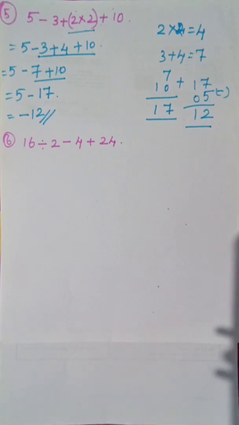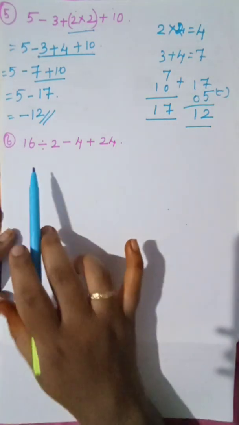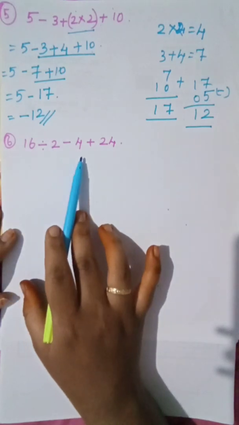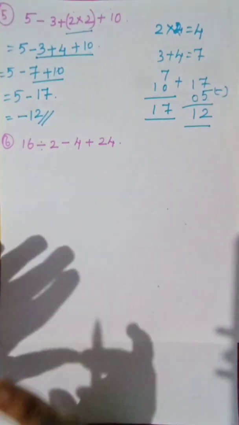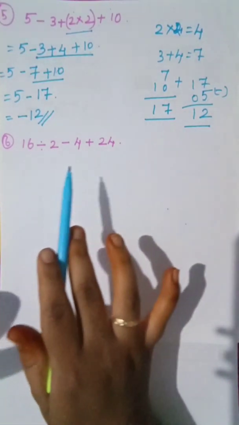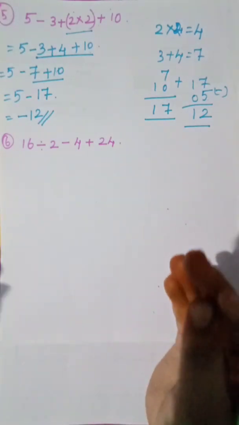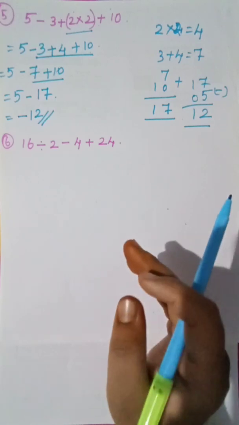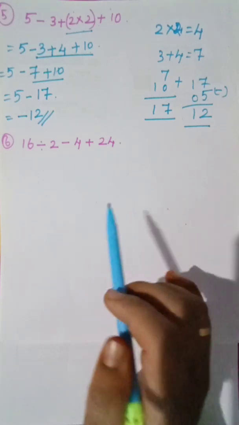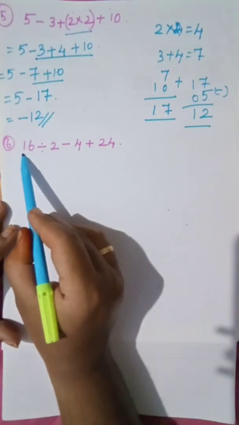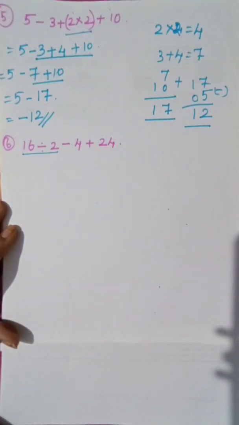Okay, now we can see the sixth example, that is 6 division 2 minus 4 plus 24. Now the first thing is bracket. Can we see any bracket here? No. Okay, if we don't have a bracket, the next step is to look for the division symbol. Can we see any division symbol here? Yes, here it is a division symbol, that is 6 divided by 2.